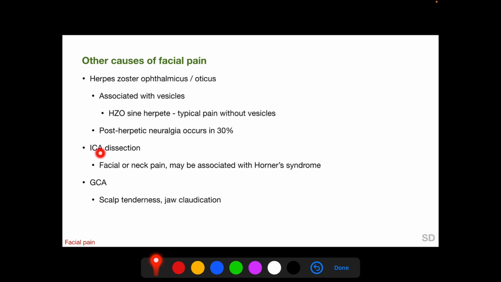Internal carotid artery dissection and giant cell arteritis have been discussed earlier, and they may present as predominantly facial pain.